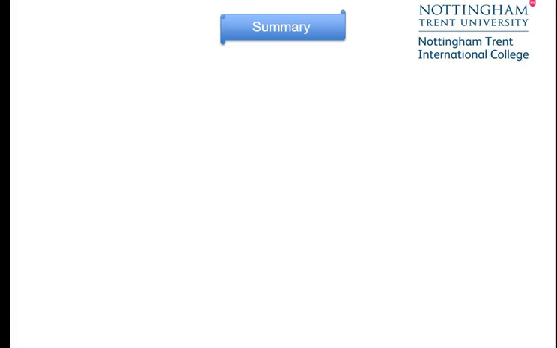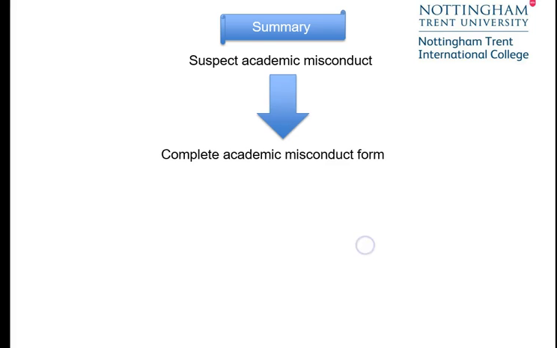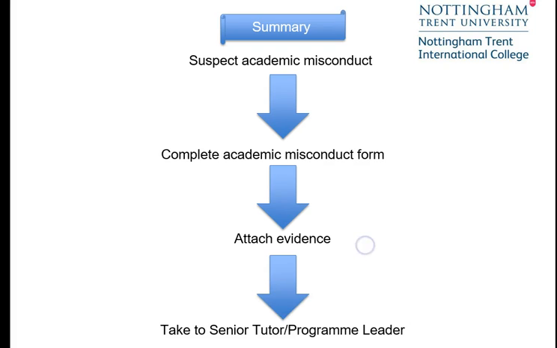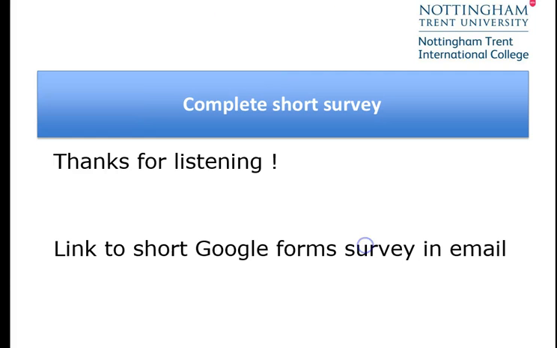So just to summarise then, if you suspect an academic misconduct case, then complete an academic misconduct form, attach the evidence, and take it to the senior tutor or program leader.